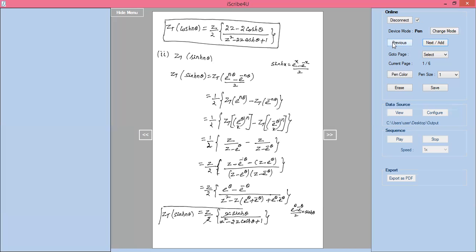Any doubts in this? You can ask. We'll simplify the problems based on these formulas, or these are also problems only. Based on this, what problems we can simplify, we can do in the next class.